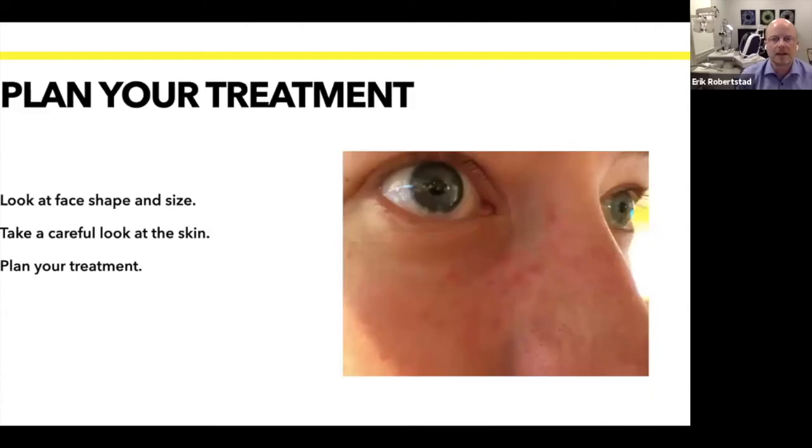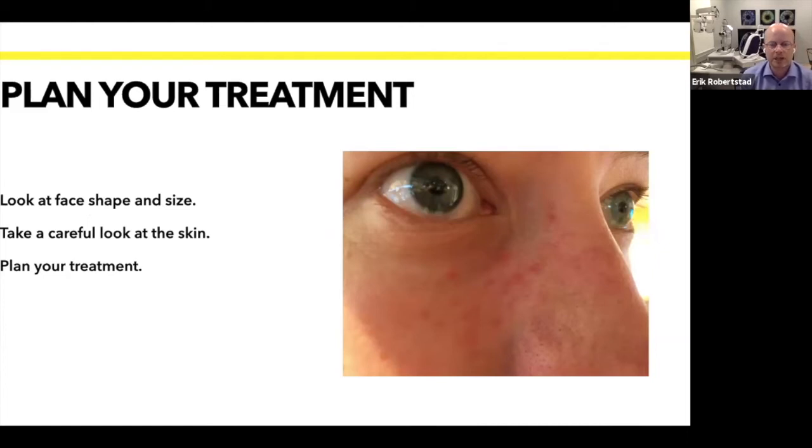So plan your treatments. I would look at the face shape and the size. I would take a careful look at the skin, like you can see here. This patient has rosacea. You can see on the nose as well, rosacea.